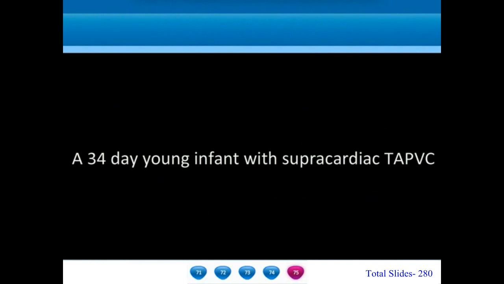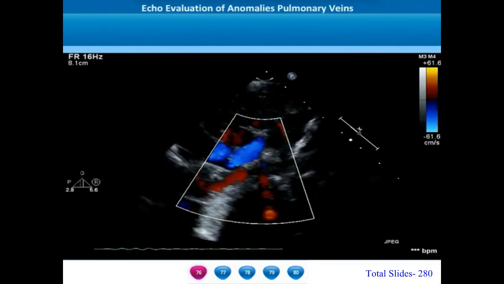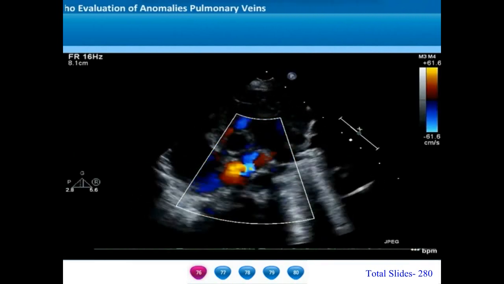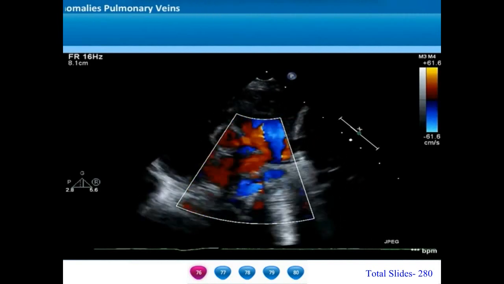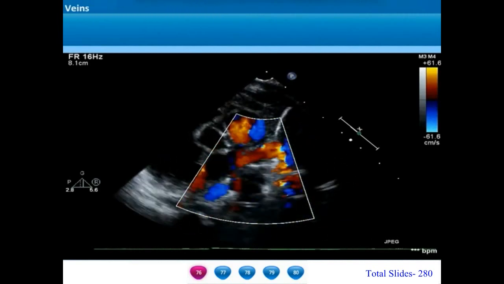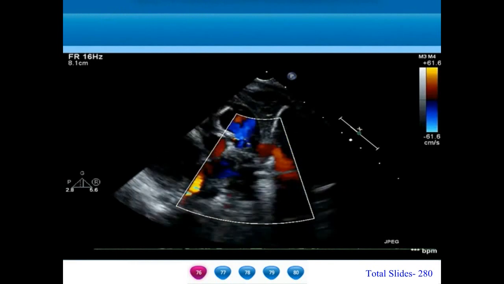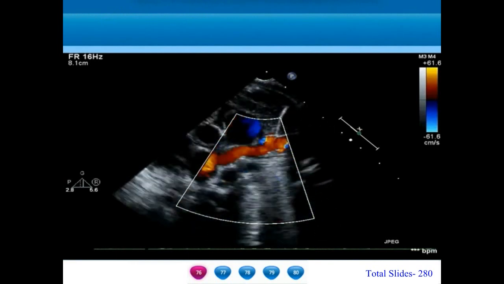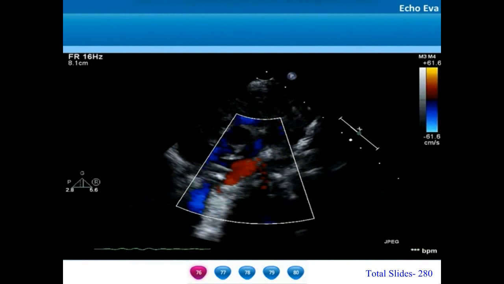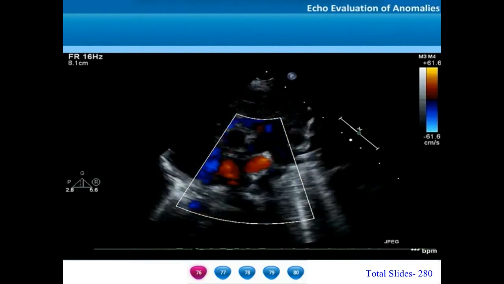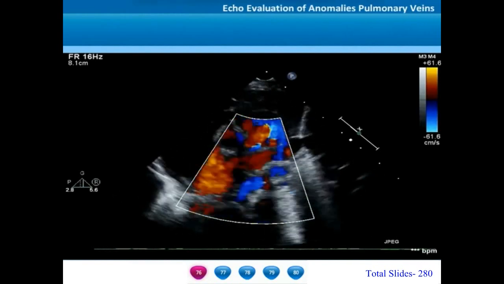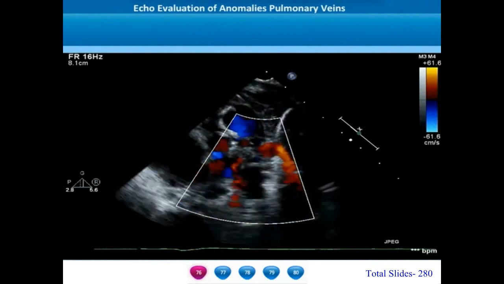Let us see yet another example of a small infant presenting with supracardiac TAPVC and severe pulmonary arterial hypertension. On the parasternal view, we start seeing the right pulmonary veins entering the confluence, and as the sweep is made more and more towards the left side, we appreciate the left upper and the left lower pulmonary veins also converging towards the confluence and going up in the left ascending vertical vein.